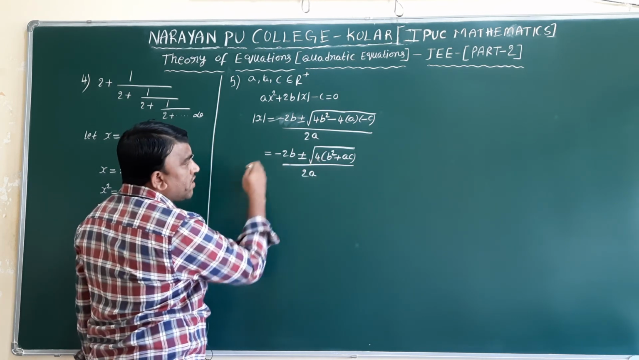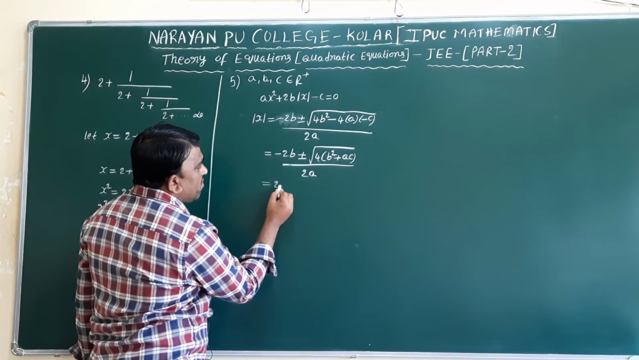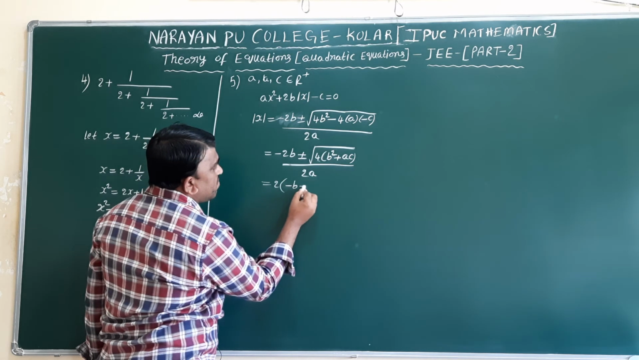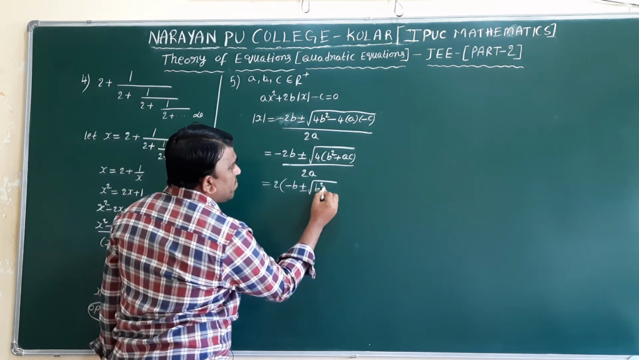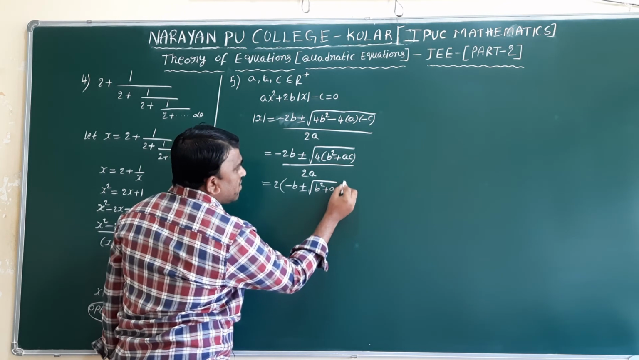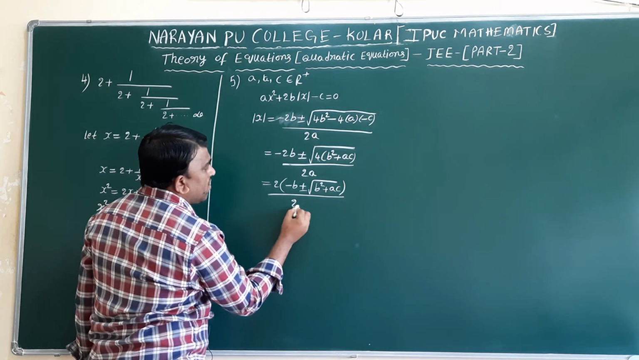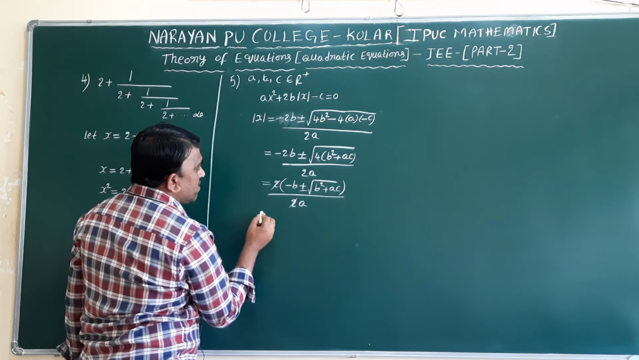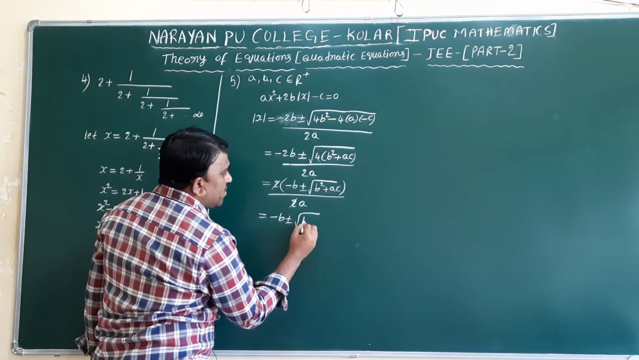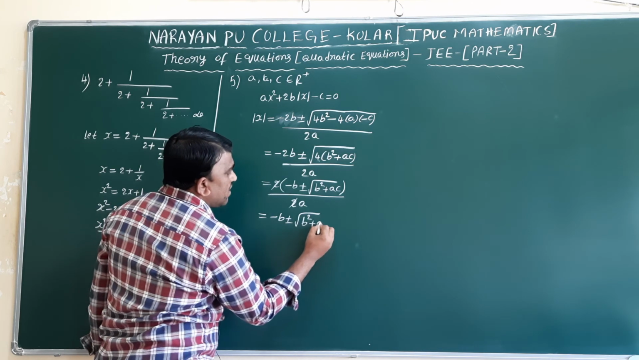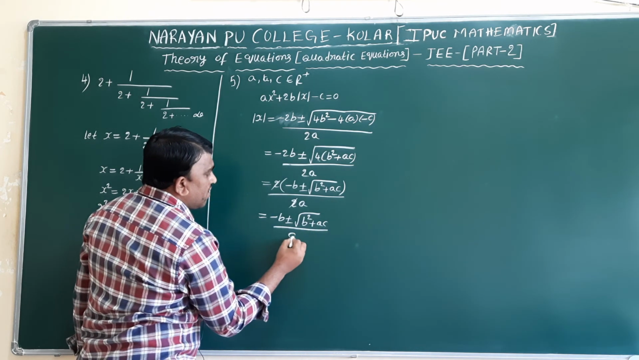From both terms take 2 common. 2 bracket of minus b plus or minus root of b square plus ac, divided by 2a. The 2 cancels. So here minus b plus or minus root of b square plus ac, divided by a.